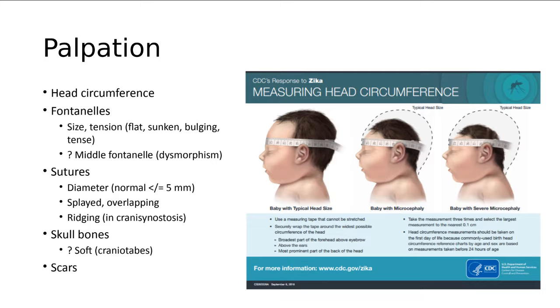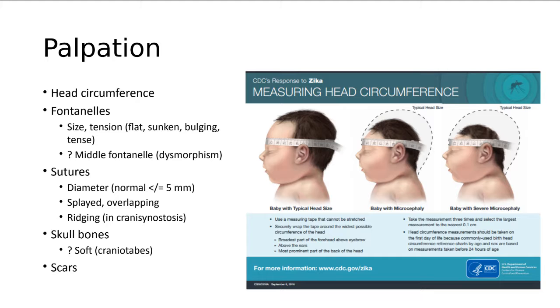We also palpate the sutures, which should have a diameter less than or equal to 5 millimeters. If it exceeds 5 millimeters, the sutures are said to be splayed, and again, this might be in keeping with hydrocephalus. Or the sutures may be overlapping, particularly in the first day or two of life, and this is due to molding. But the sutures can be ridged where they're closed prematurely, such as in craniosynostosis.